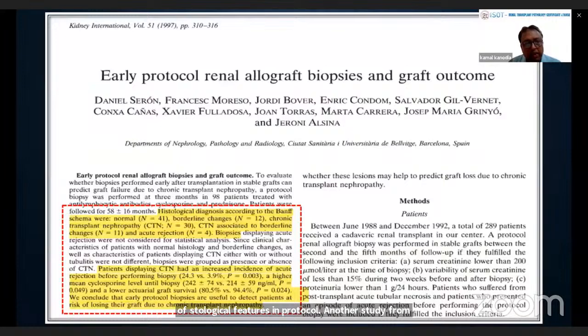Another study from Spain you can see over here. In this study, biopsies were done at 3 months post-transplantation, and they studied almost 98 cases, in which almost 41 had normal histology, borderline changes were reported in 12 cases, transplant nephropathy in 30, borderline changes in 11 patients, and rejection in 4 patients. So they found histological features even so early, at 3 months post-transplant.